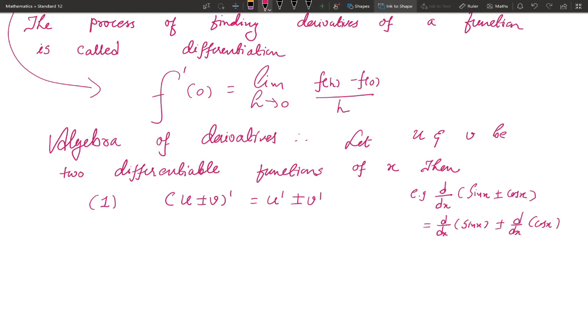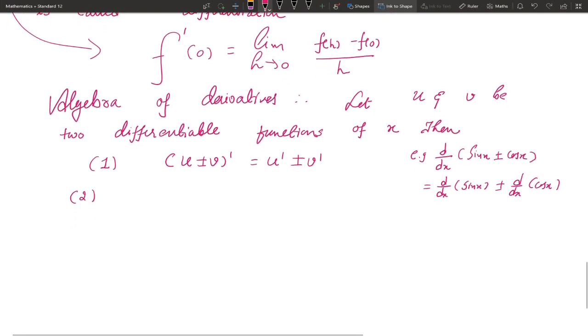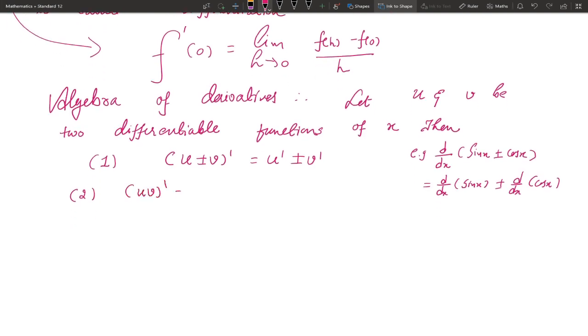So first result. Second, product rule, uv prime or uv dash. So this is also known as product rule or Leibniz rule. u dash into v plus u into v dash. You can also remember this one as first into derivative of second plus second into derivative of first. This is known as Leibniz rule or product rule.